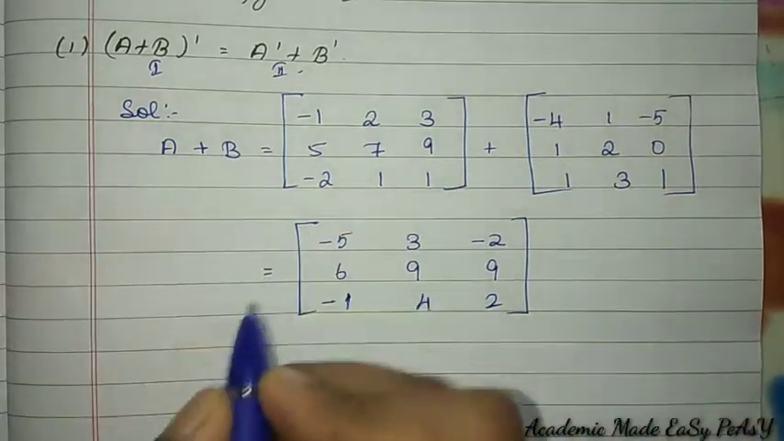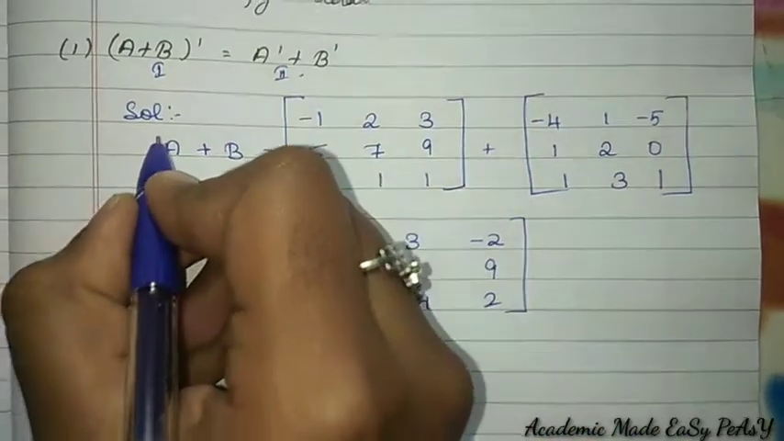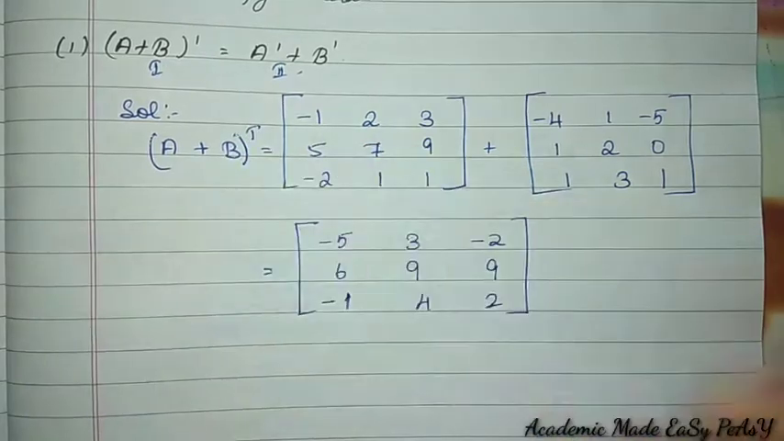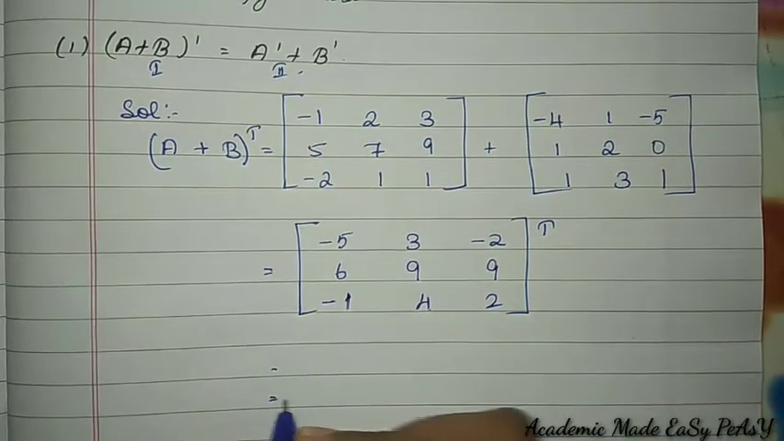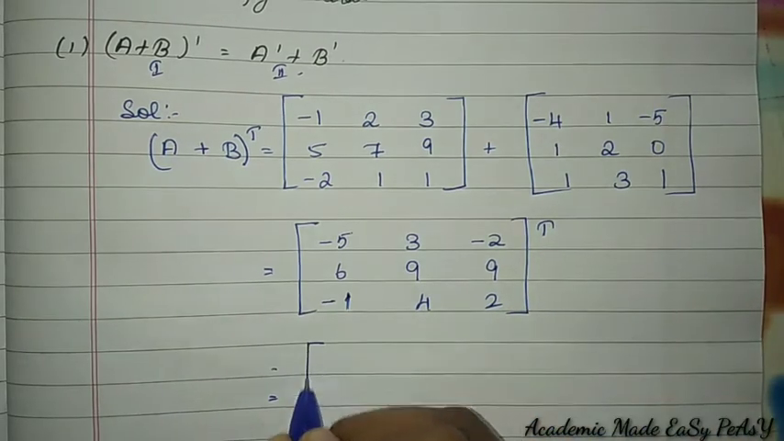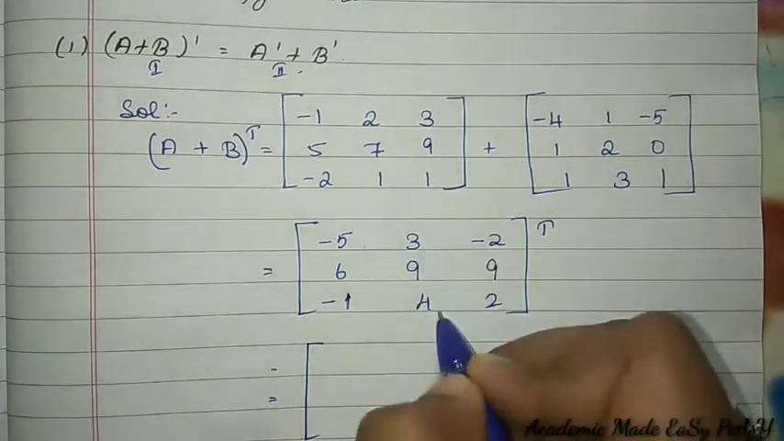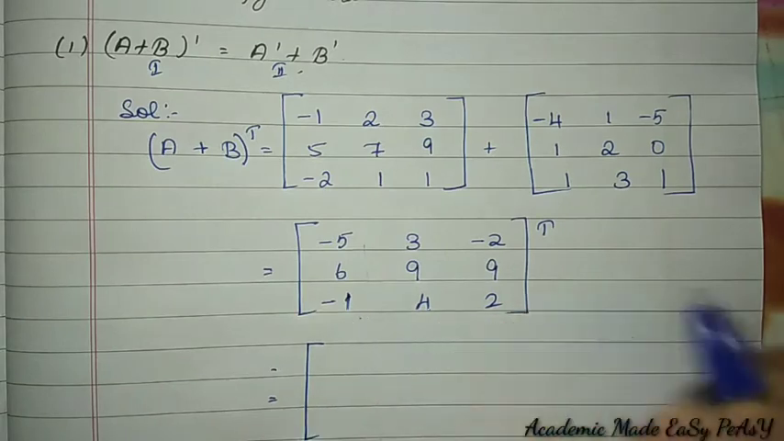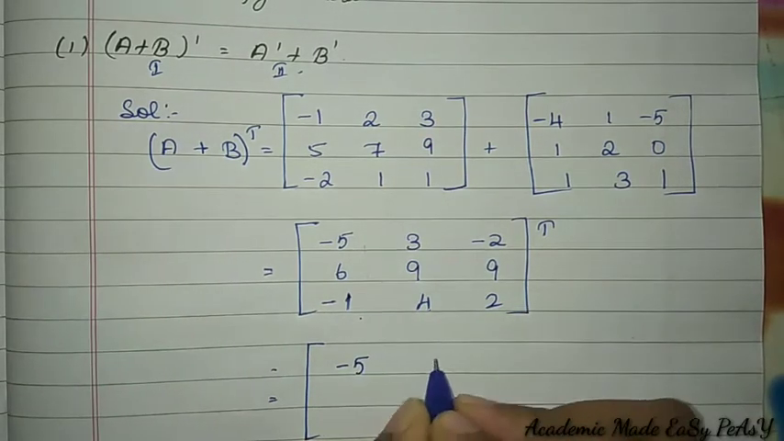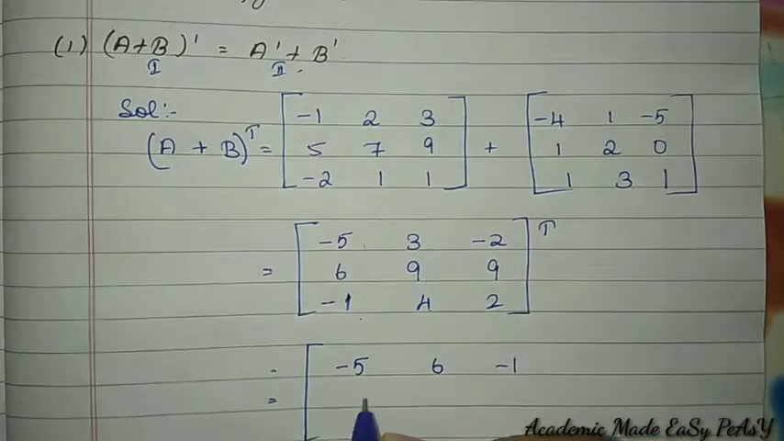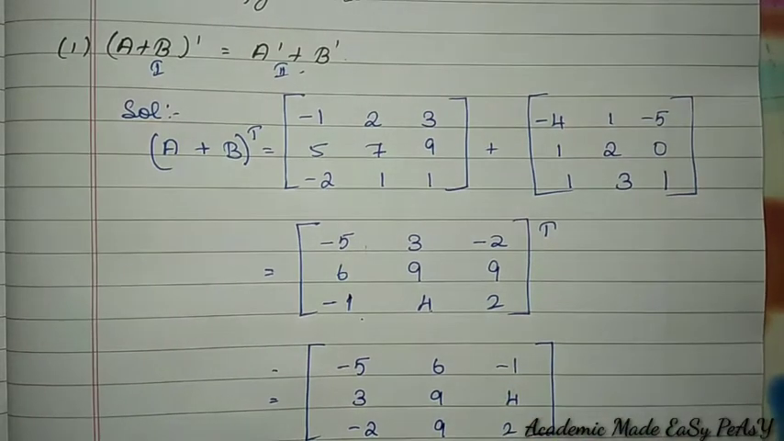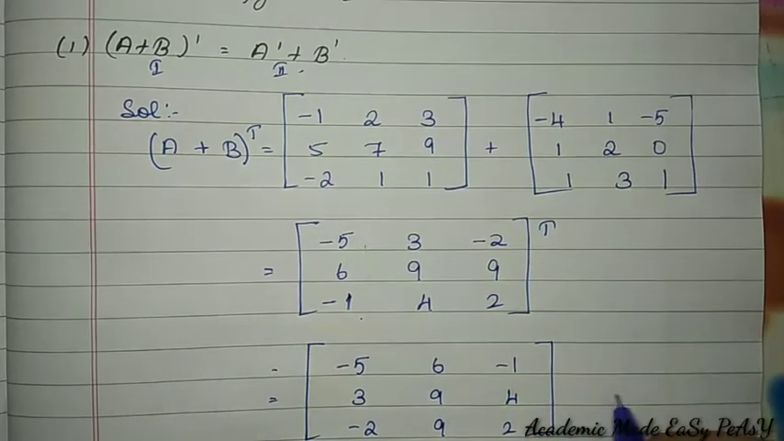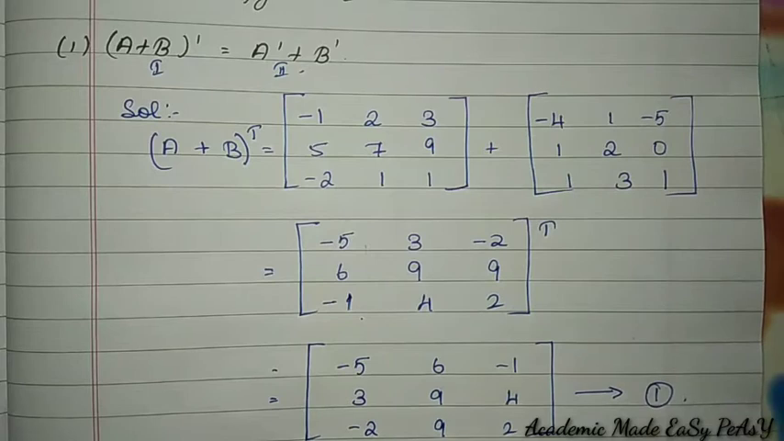Now I'm going to take the transpose. Transpose means what? A plus B the whole transpose means I will be taking transpose over here, A dash or A power T. Both also say transpose only. So I will be changing this column to rows. My first column will become first row. Second column will become second row. My third column will become third row. That's it, this is the answer for A plus B the whole transpose. Let this be equation 1.